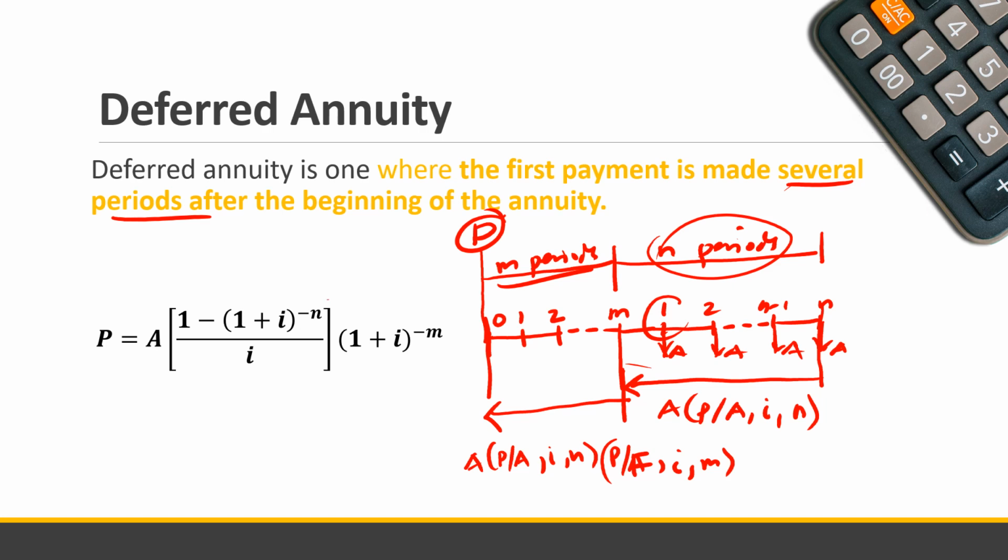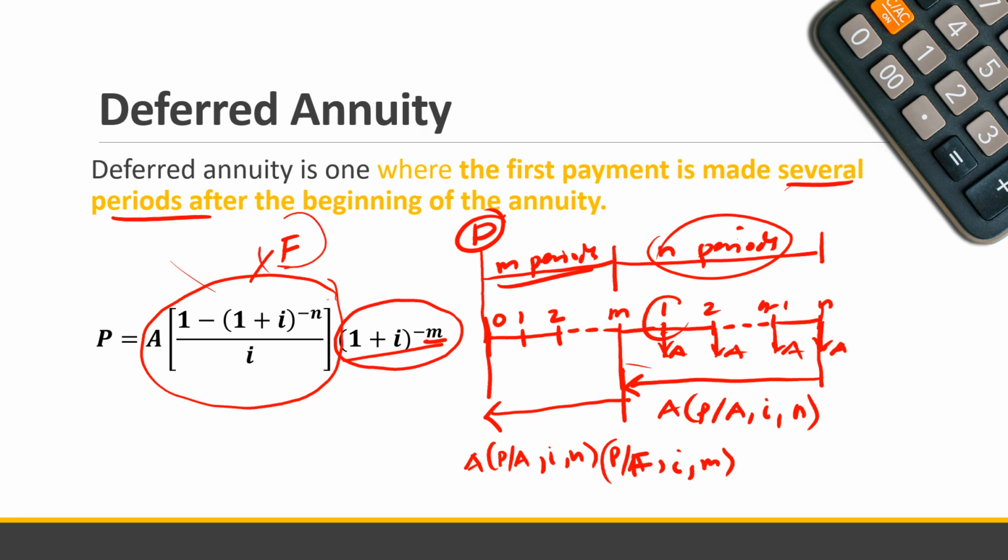So P equals A multiplied by 1 minus 1 plus I to the negative N over I. So this is the ordinary annuity, and this part here is the compound interest for M periods. So this is simply the future worth, and this is the formula for finding the present worth given the future worth of a compound interest. So combination lang siya. So kung hindi mo matandaan yung equation, you can always go back to the basics of ordinary annuity and compound interest.